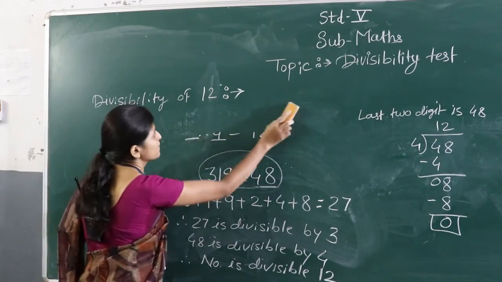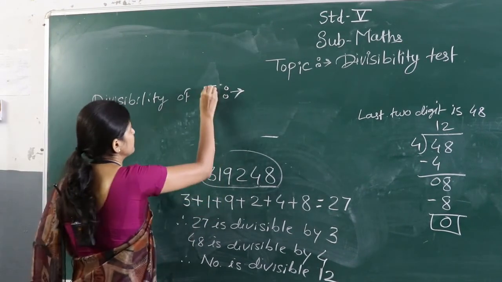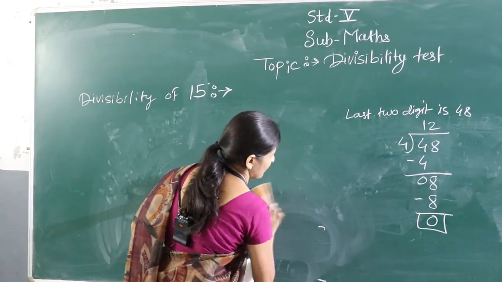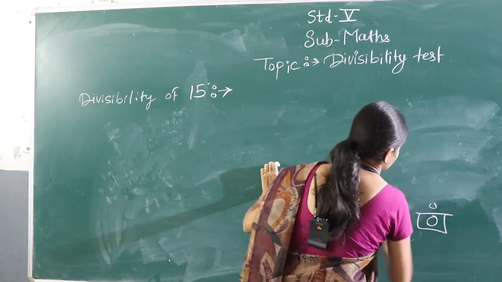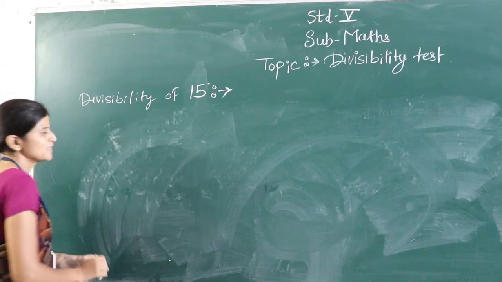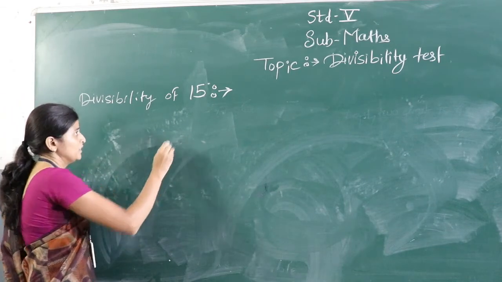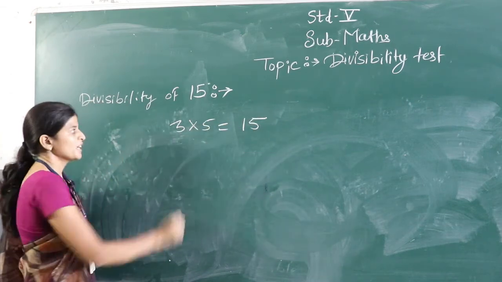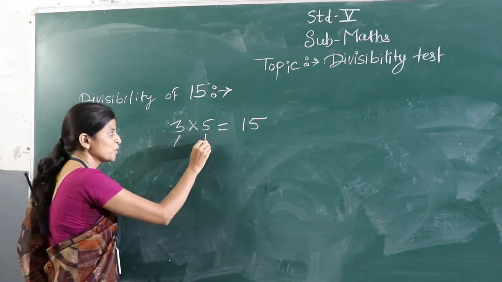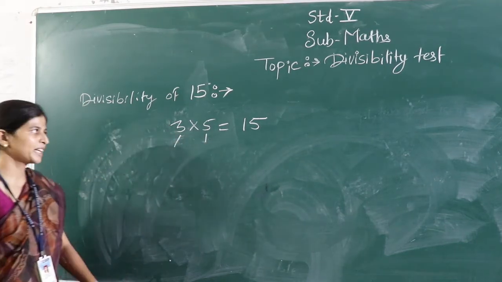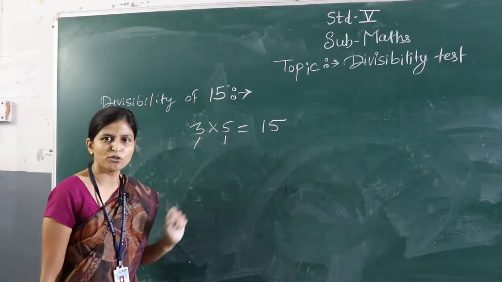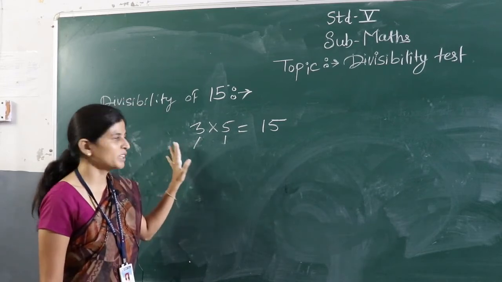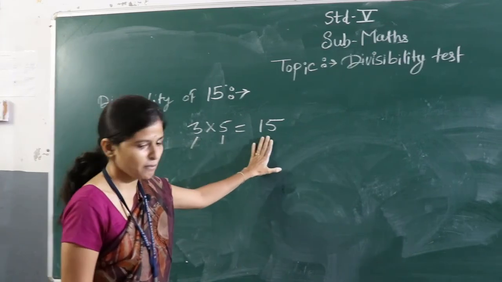Now we check the divisibility of 15. We know that 3 5s are 15. So if the number is divisible by 3 and 5 both, then the number is divisible by 15. Like 12, 3 4s are 12, so we check 3 and 4's divisibility. Here we check 3 and 5's divisibility. If the number is divisible by both 3 and 5, that means the number is divisible by 15.